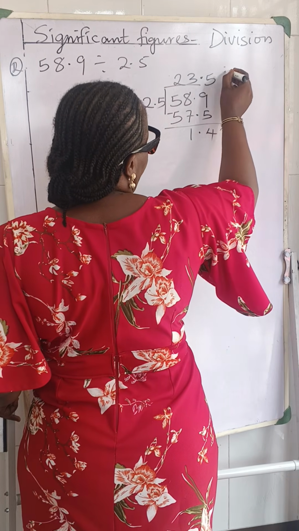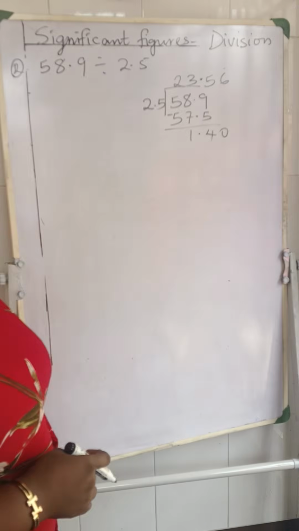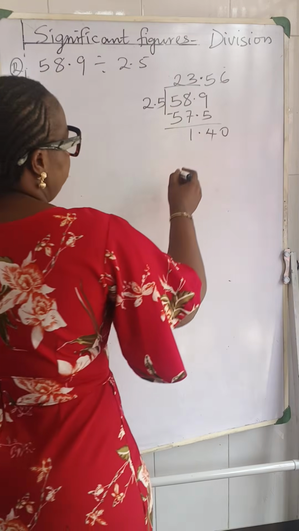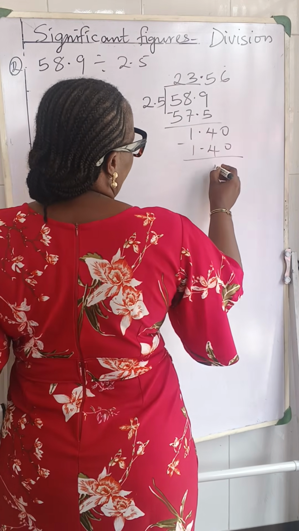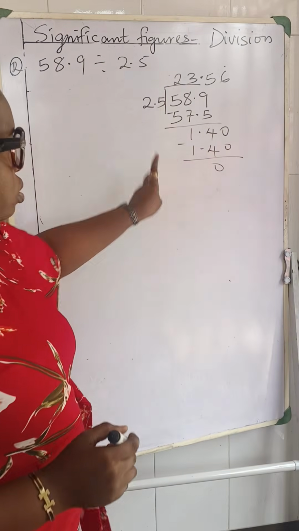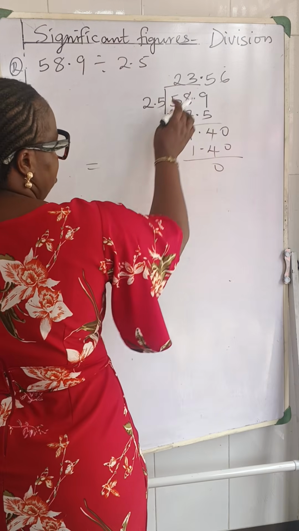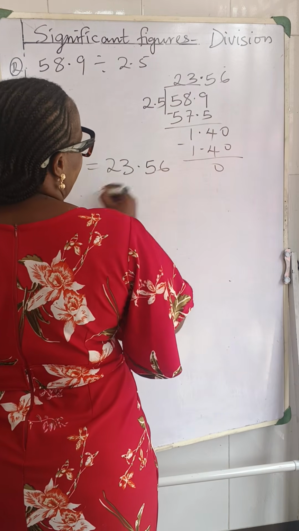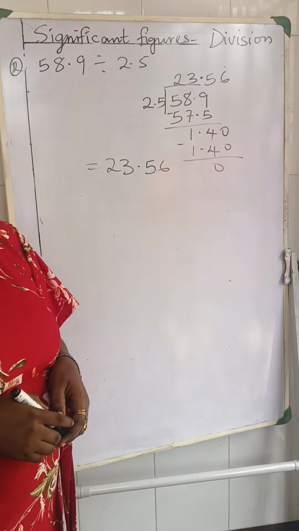So we'll put our 56 here, and 56 multiplied by 2.5 is still going to give us 1.4. Remember, this is not up to a whole number. Add your 0 and take away, you have 0, 0, 0 when you take it away. So now to bring down our answer, this divisor, we have 23.56 as our answer. But is that our final answer?